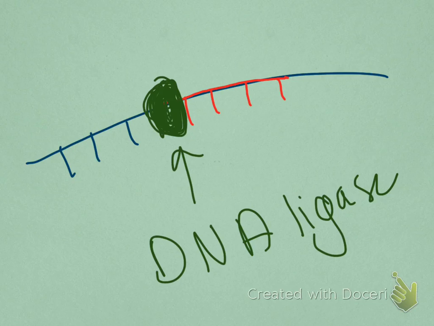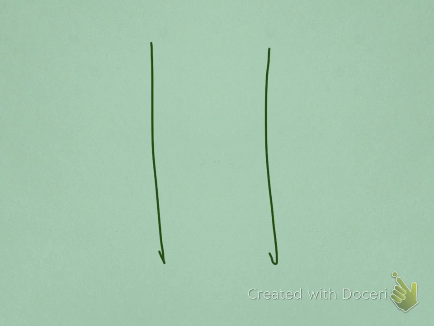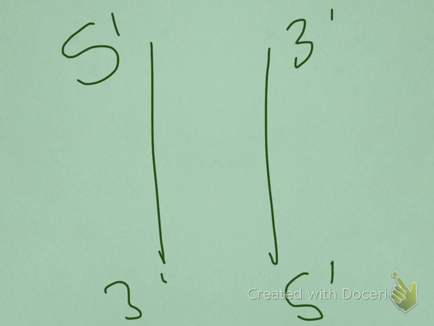And lastly, in the lagging strand, the Okazaki fragments are all connected by DNA ligase. And since there are 2 different strands, one lagging and one leading, we say that they run anti-parallel, even though they are lined up straight like this. One runs 5' to 3', while one runs 3' to 5', so they're opposite, or anti-parallel.